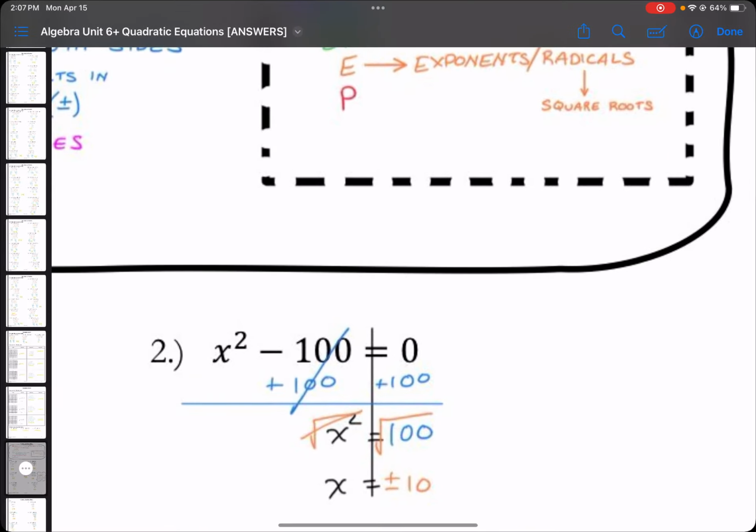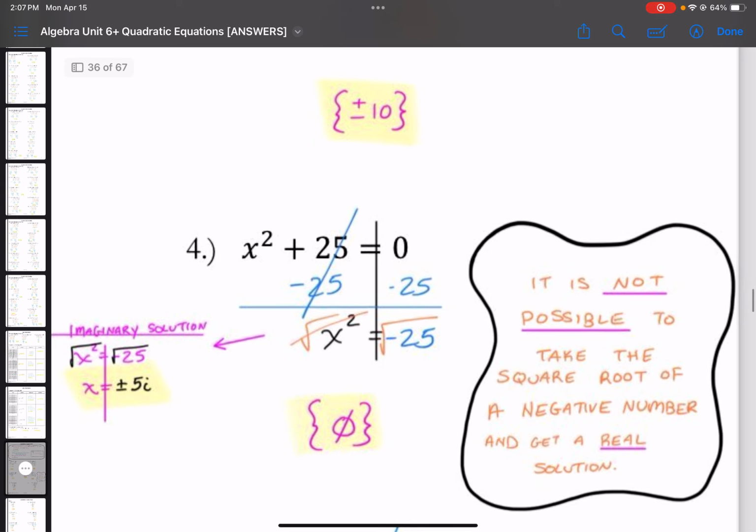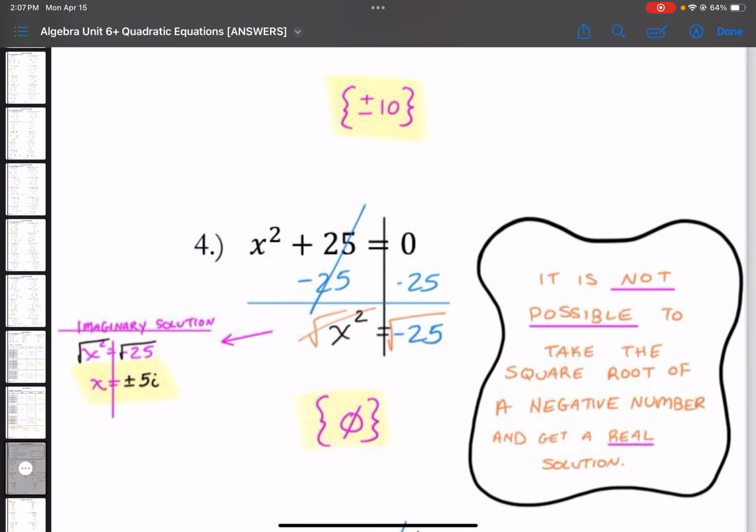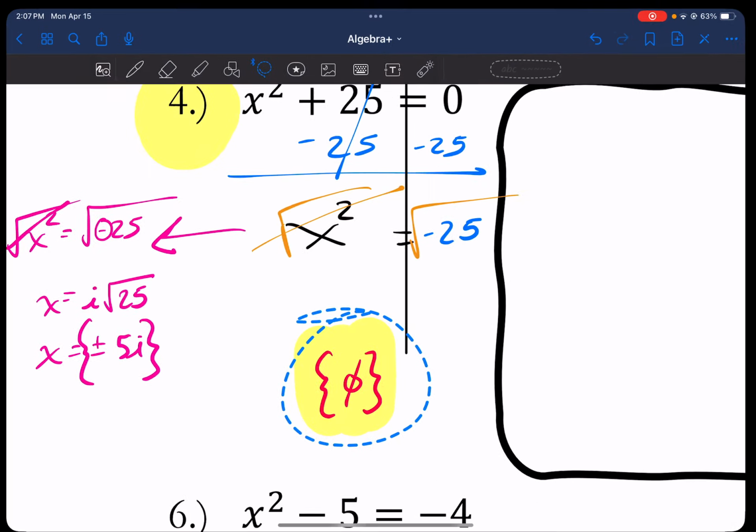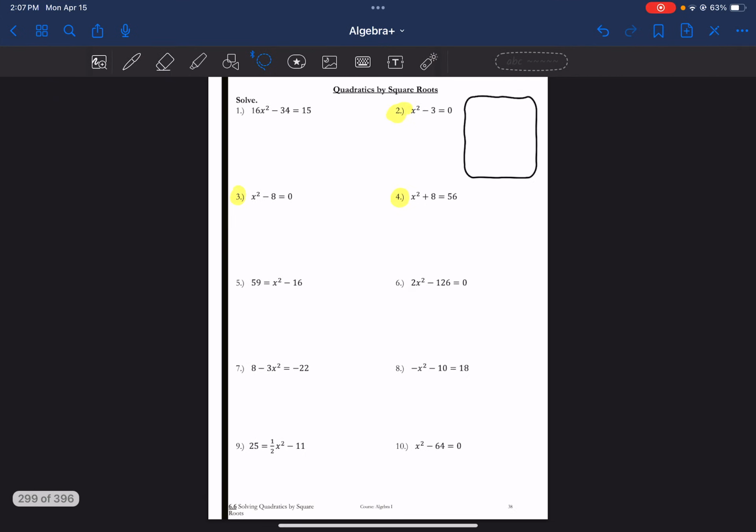So next to this, we're going to make sure that we write that it is not possible to take the square root of a negative number and get a real solution. So our answer is going to be no solution. So when you're taking square roots of things, you're going to want to be careful as you solve them. Go ahead and pause the video so you can take these notes. But let's move on in our practice.